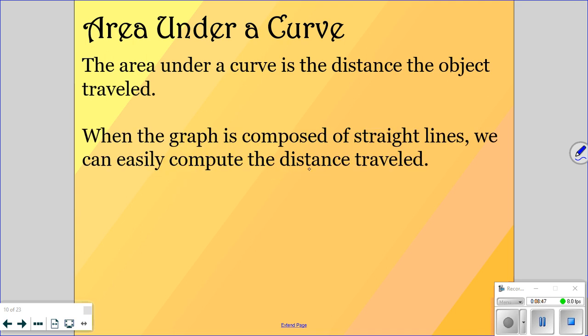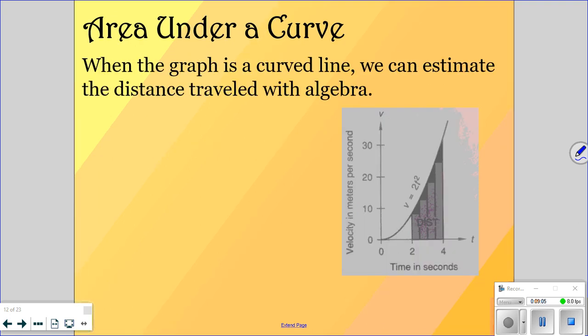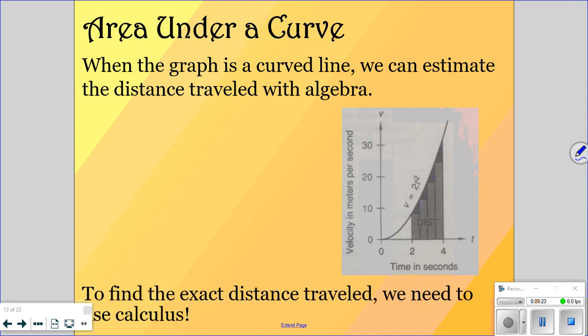Whenever it's composed of straight lines, it's really easy. We've been doing that. You can break this up into a rectangle and a triangle, or you can just use it as a trapezoid. Either one. However, when you have a curved line, we can estimate it, but we won't have the exact answer because we're missing these pieces here. So it'll be an estimate, but it won't be exact. And so you're going to use calculus to find it exactly.